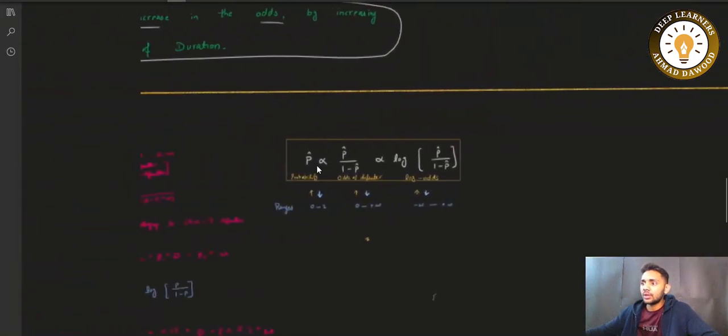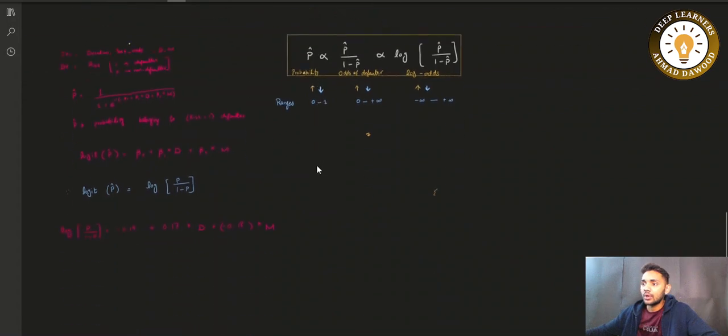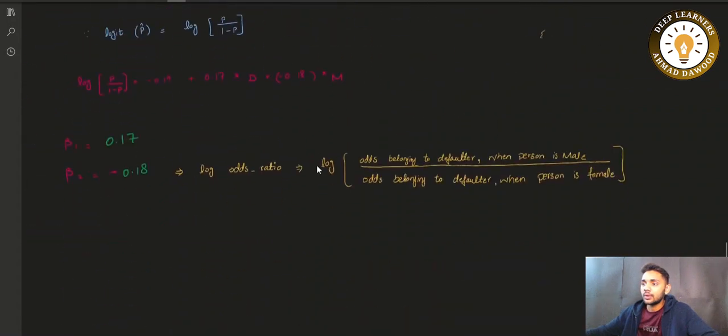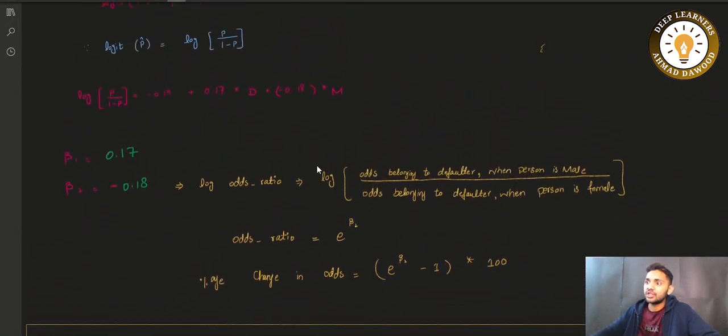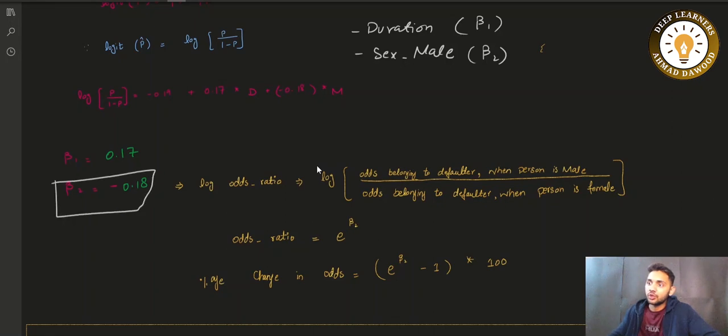So here, we have considered just two variables: duration, and the second one was the sex male. Two columns, and corresponding to the two columns we have two coefficients, beta 1 and beta 2. Here you can see this is beta 2, which is minus 0.1. If I ask you what this coefficient is, you can say it's a log of odds ratio.